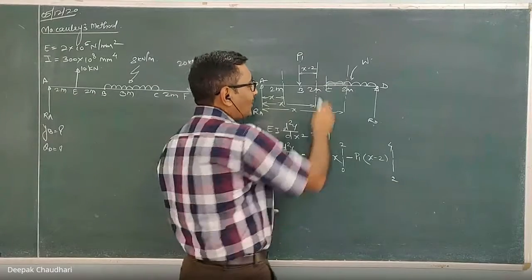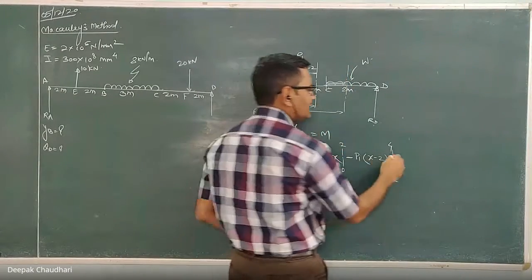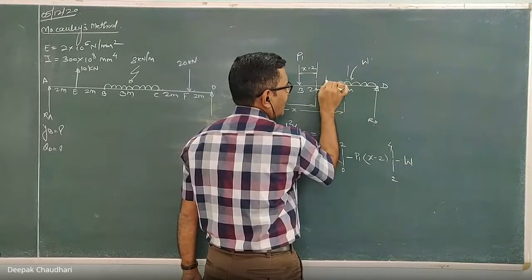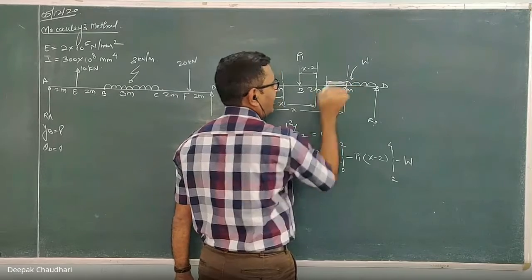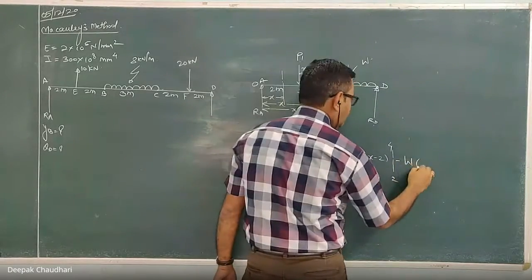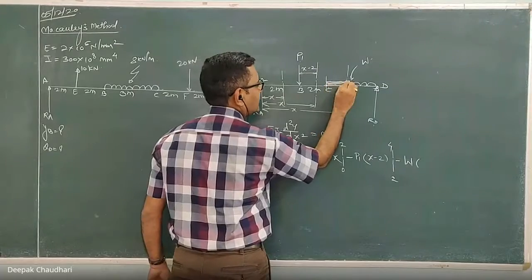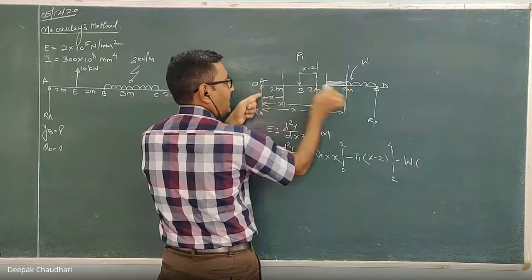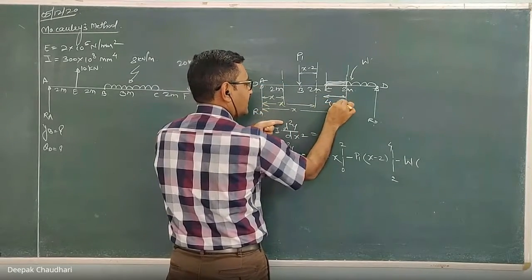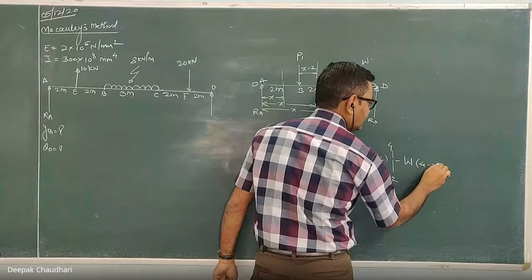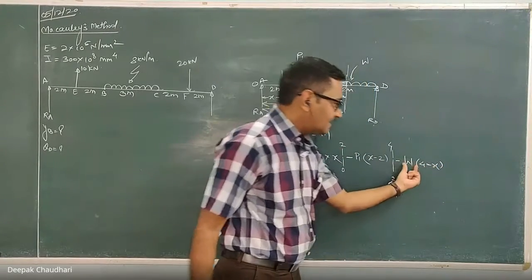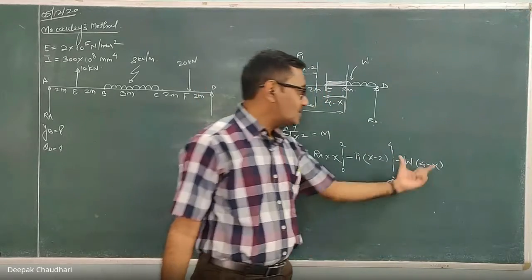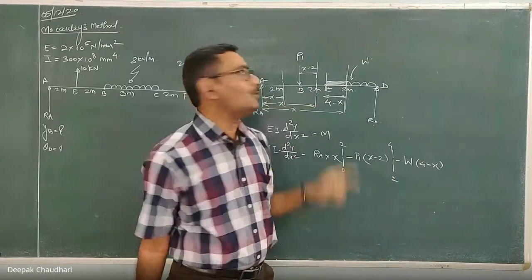The moment of this UDL is hogging, so it is minus. It is W into, listen to me, W is the intensity. Now I am going to convert this UDL into an equivalent point load. It is W into this much distance. How much is this distance? The total distance is x from A and this distance is 4 from A, so this distance is (x minus 4). So W into (x minus 4). This is the intensity and this is the distance over which the UDL is spread. So this product gives you the equivalent point load for this UDL.